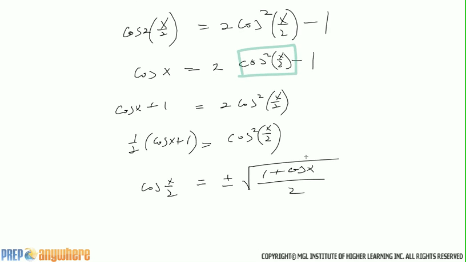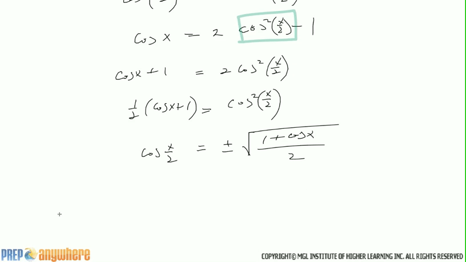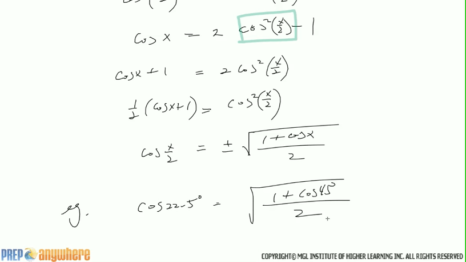Okay, so hold on, let me just do an example here. So for example, cosine of 22.5 degrees. Find the value of that. Do you see how this is a half angle of 45 degrees? So we can do this: 1 plus cosine of 45 degrees all over 2.